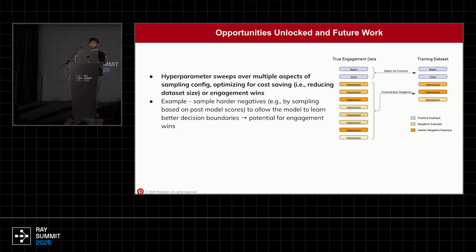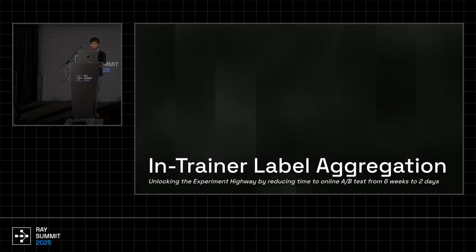We're also looking at getting engagement wins by data selection, so things like harder negative sampling. Where traditionally we just sample negatives randomly, we are looking at selecting examples which are difficult for the model to classify, with the hope that that would allow us to learn better decision boundaries, with the potential for engagement wins. That's about sampling. Philip will be talking about downstream rewards and how we apply Ray last mile for that, which is a very Pinterest-specific, unique, and interesting use case.